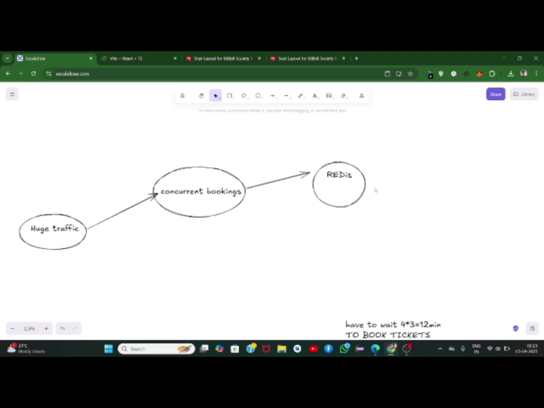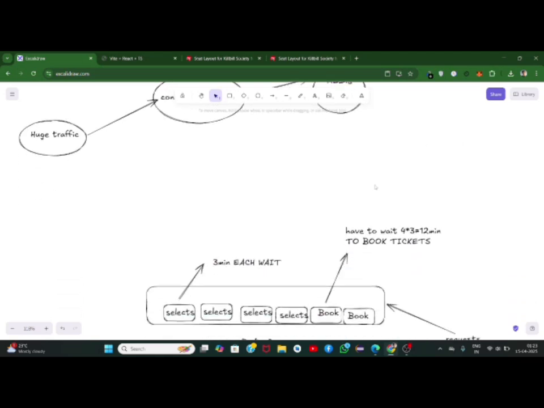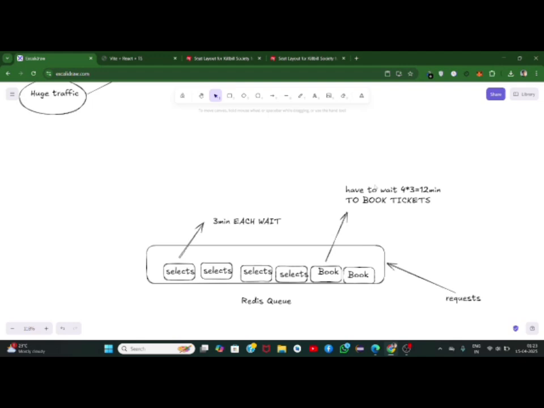They use Redis. Redis is a technology which has an inbuilt queue. Now, how does this queue manage multiple requests at a particular time? Suppose there are 1, 2, 3, 4, 5, 6 customers, and they are trying to access a particular seat concurrently in a particular amount of time. The first customer has the intention to select the seats but not pay. The second one has the same. The third one has the same. The fourth one is also trying to select, but the fifth one is trying to book the seat.